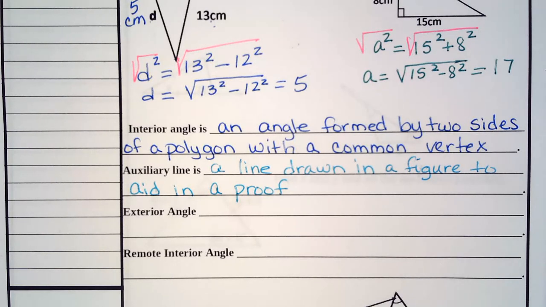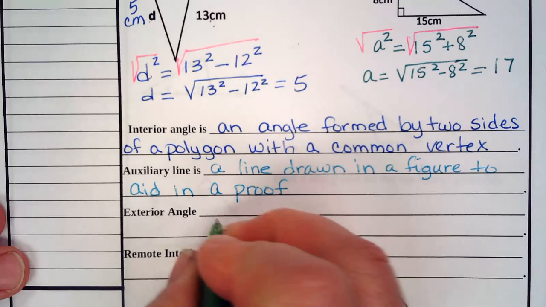exterior angle. Exterior angle is what? Exterior means outside. So this is an angle that will be outside of the triangle or the polygon, but it's still connected to it. An exterior angle is an angle formed by one side of a polygon and the extension of an adjacent side.